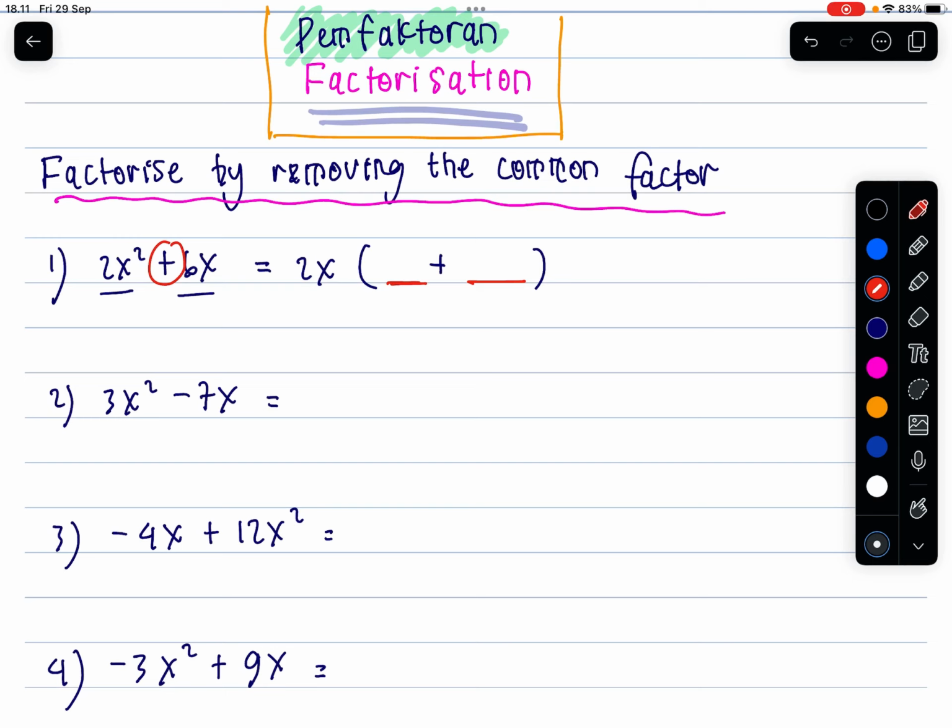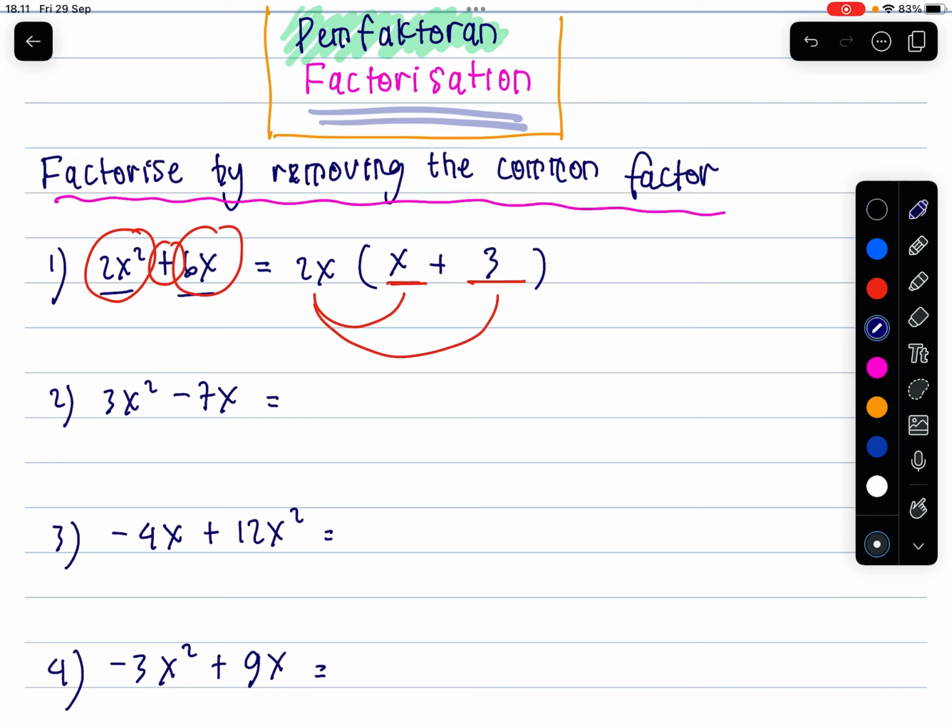Okay, so 2x multiplied by what so that I will have 2x squared, because I need to fill in the blanks. 2x multiplied by what to become 2x squared? I need to multiply it by x, because 2x multiplied by x is 2x squared. I'm going to do the next one. 2x multiplied by what to become 6x? Of course, I need to multiply it by 3. So the factors are 2x and (x plus 3).